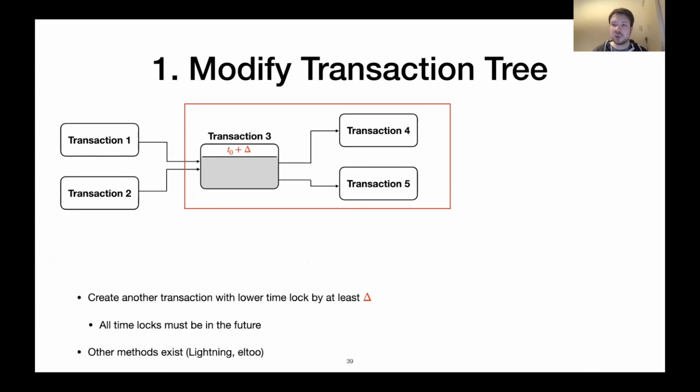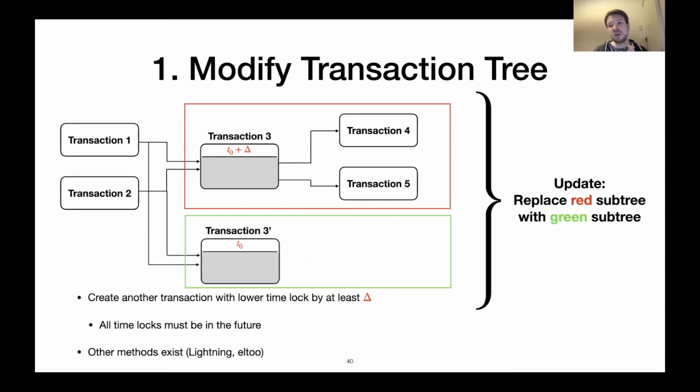So first, we can modify a transaction tree as follows. Here, imagine we have again the transaction tree from transactions 1 to 5. Transaction 3 has a time lock of t0 plus delta. Now, if we create an alternative subtree, one that, instead of being rooted in transaction 3, is rooted in transaction 3 prime. So transaction 3 prime spends the same UTXOs from transactions 1 and 2 as transaction 3. However, the time lock of transaction 3 prime is smaller than that of transaction 3 by at least delta.